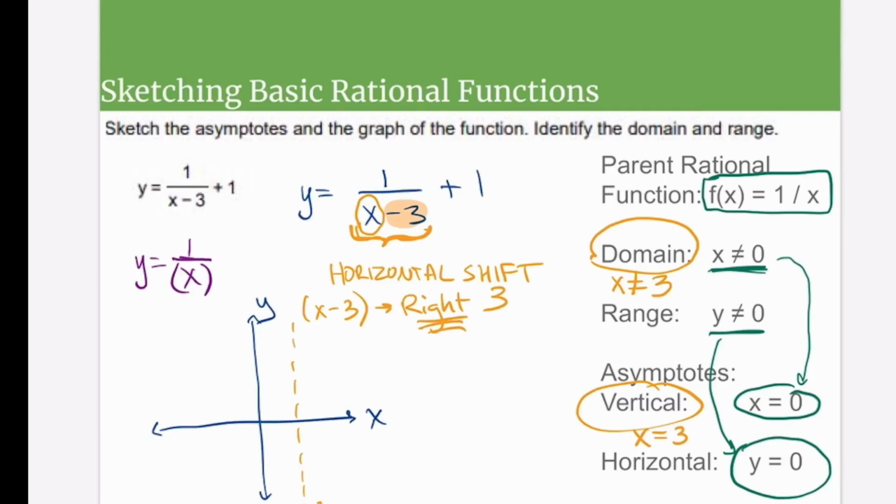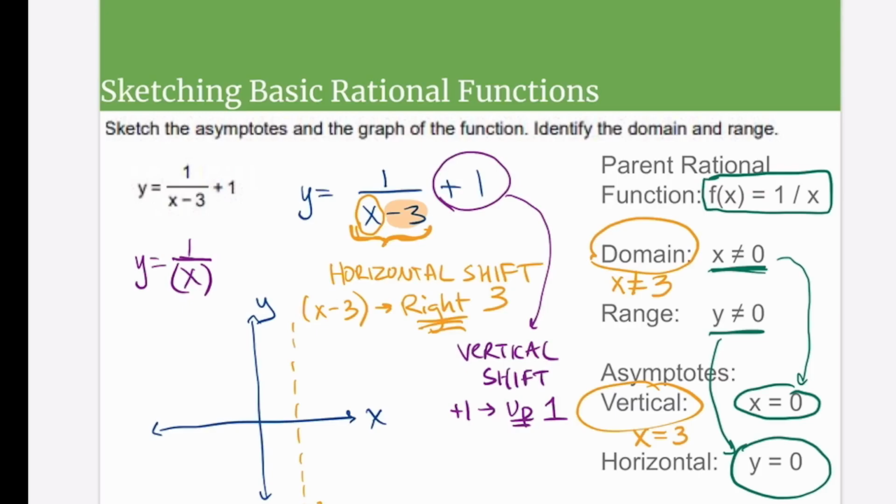So the other part we're given here is this plus 1 on the outside. Same thing, anything that happens outside of the fraction is a vertical shift. Because that says plus 1 away from the function, that is going to move up 1 unit. Now that affects your vertical, which means it affects your y. So your range is going to be affected.